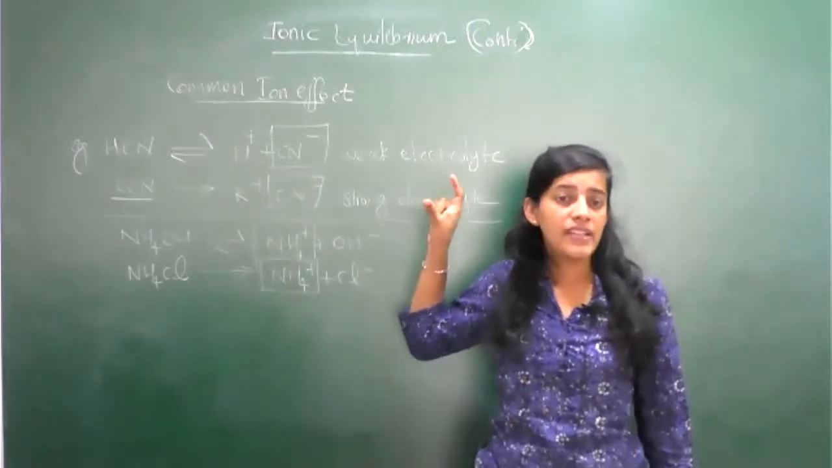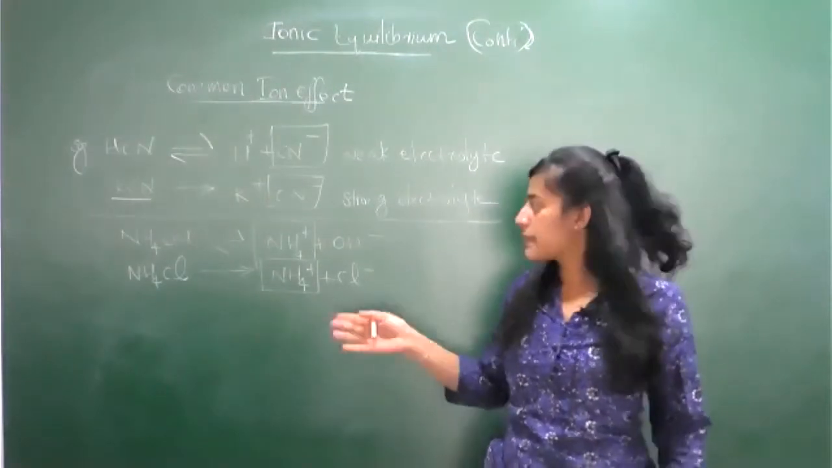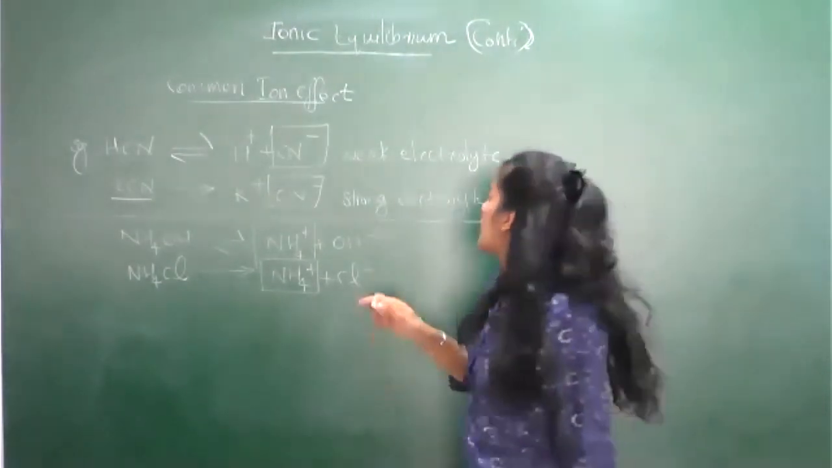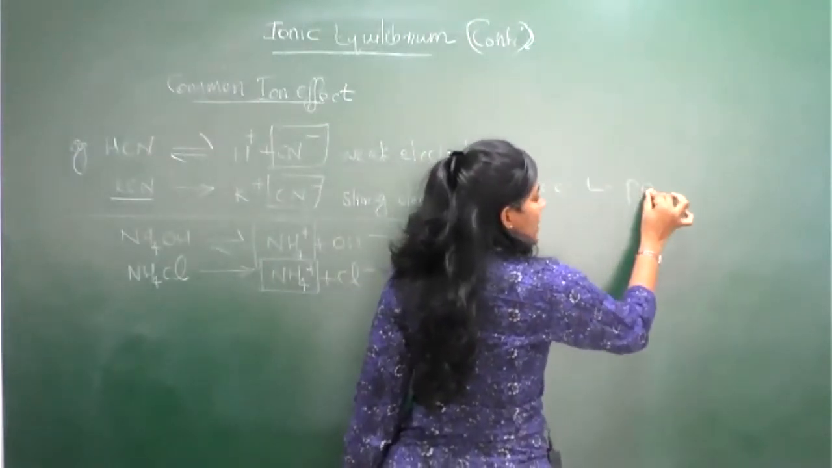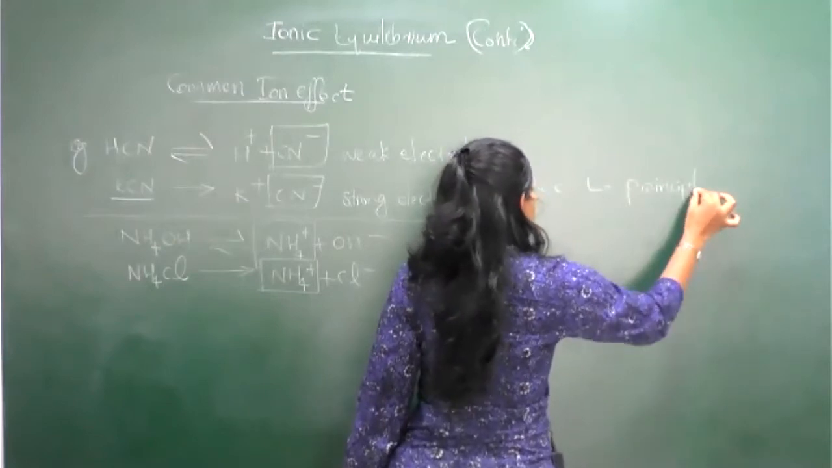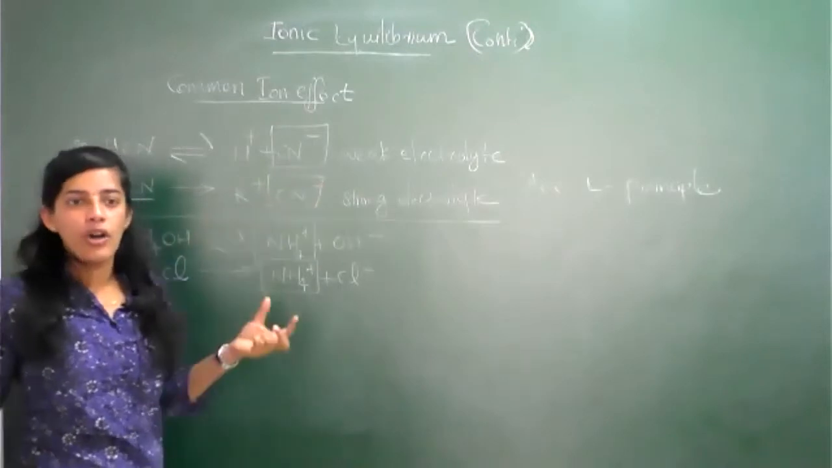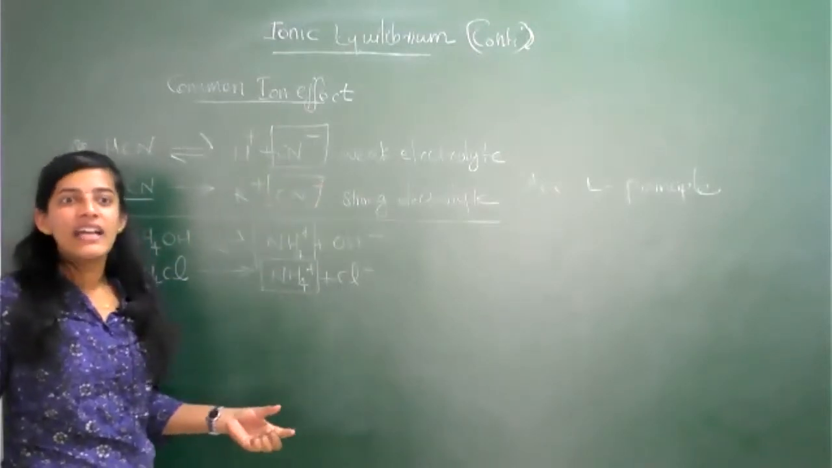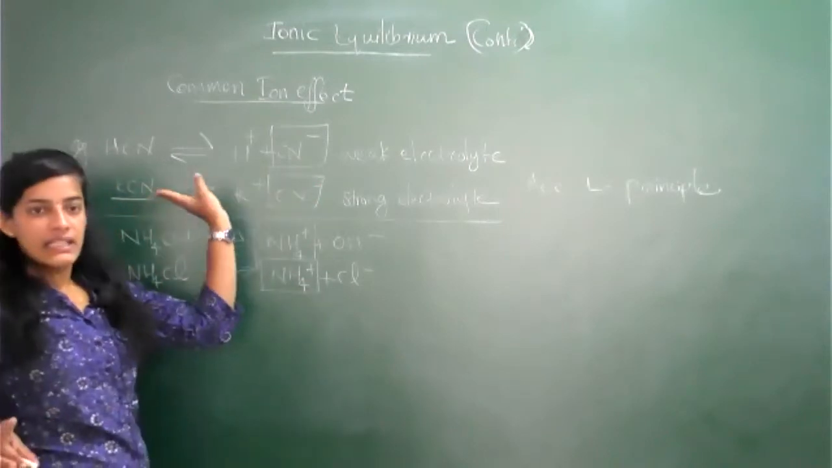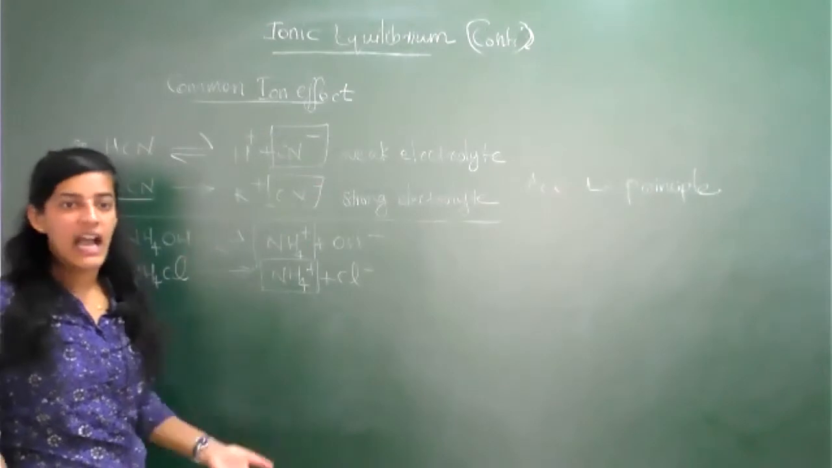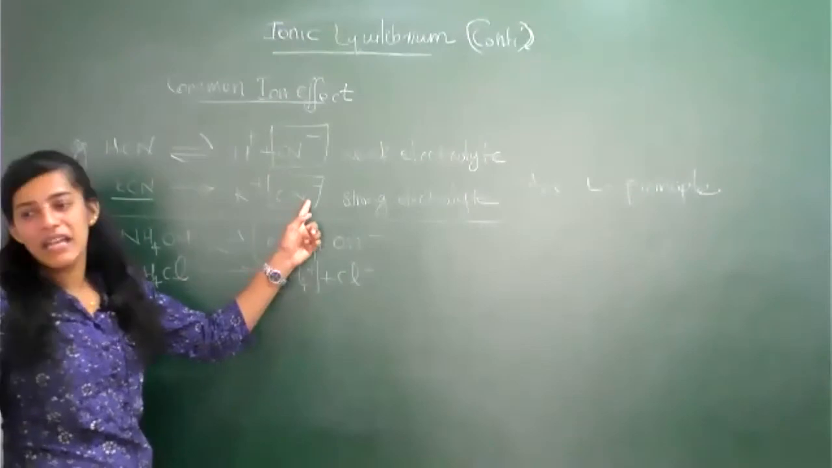Which is more based on common ion effect? Definitely the CN minus ion concentration becomes more. So according to Le Chatelier's principle, tell me students, if the concentration of CN minus is more, what will the system do? Yeah, the system will shift towards the backward direction, towards the backward reaction. For what purpose? For minimizing the CN minus ion concentration.